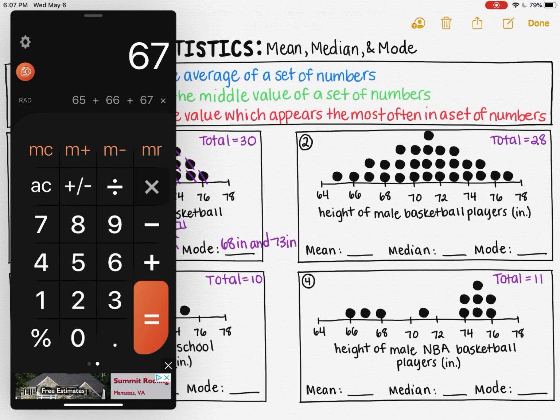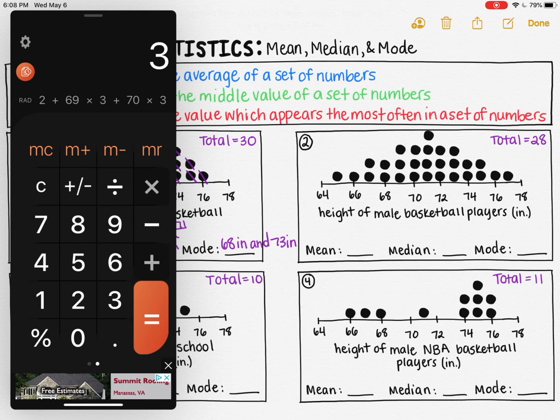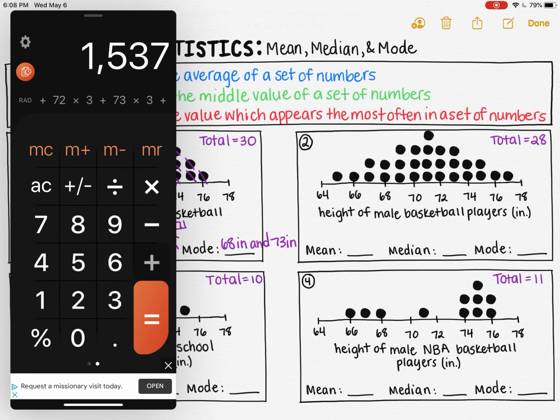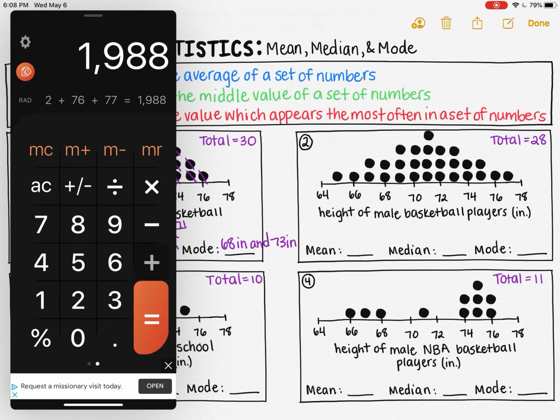So I'm going to start with the dot all the way on the left, which is at 65, plus the dot at 66, plus there are 2 dots at 67, so 67 times 2, plus there are 2 dots at 68, so 68 times 2, plus there are 3 dots at 69, so 69 times 3, 3 dots at 70, so add 70 times 3, 4 dots at 71, so add 71 times 4, 3 dots at 72, so 72 times 3, 3 dots at 73, so add 73 times 3, 2 dots at 74, so add 74 times 2, 2 dots at 75, so add 75 times 2, 1 dot at 76, and 1 dot at 77.